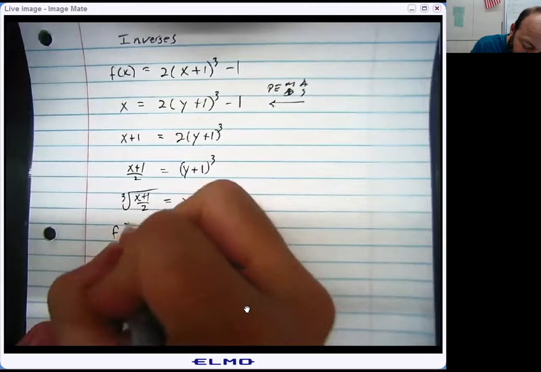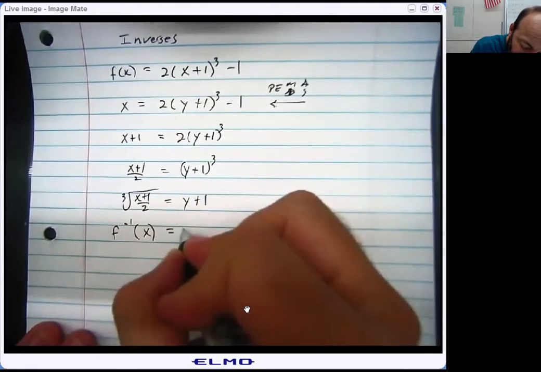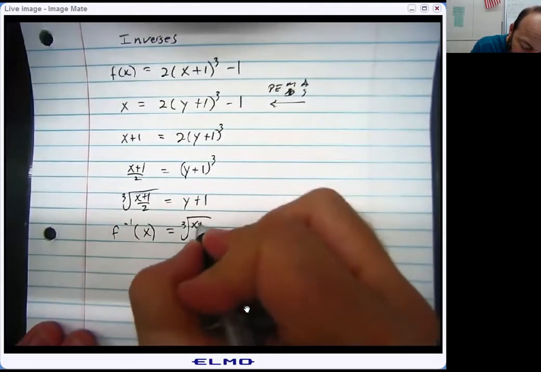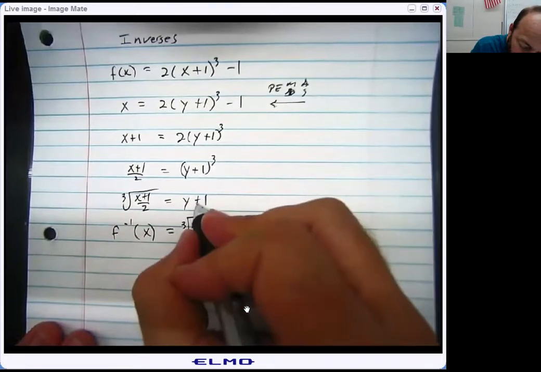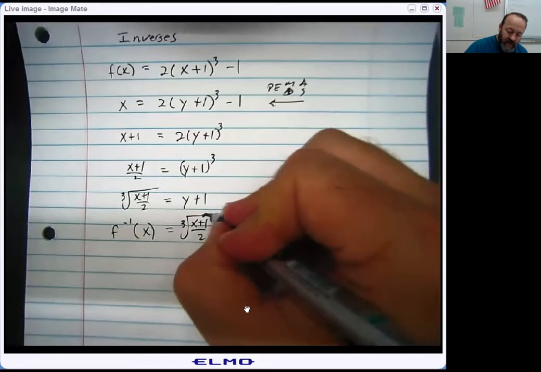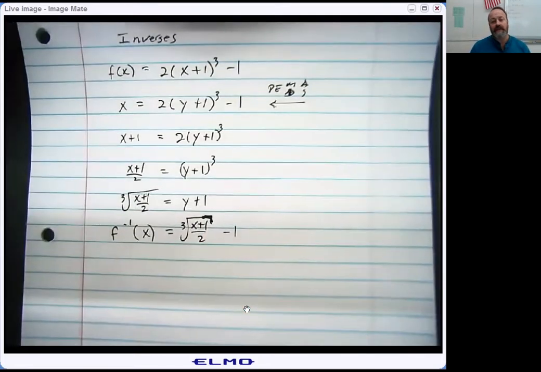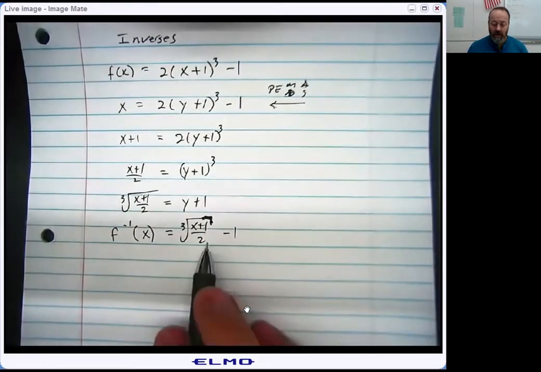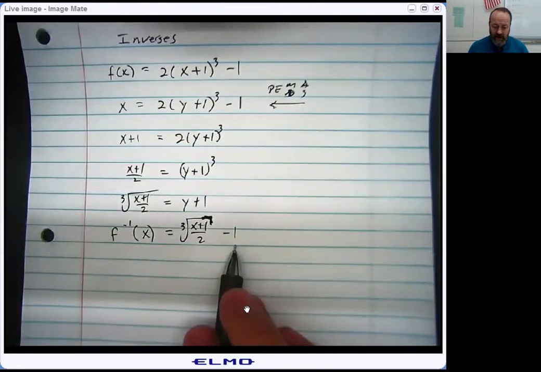And so my final answer is that the inverse of f is the cube root of x plus 1, all over 2, and then minus 1 right here. This is my own style. I like to put a little tag at the end of the root just to emphasize that the root is over and this minus 1 is after.